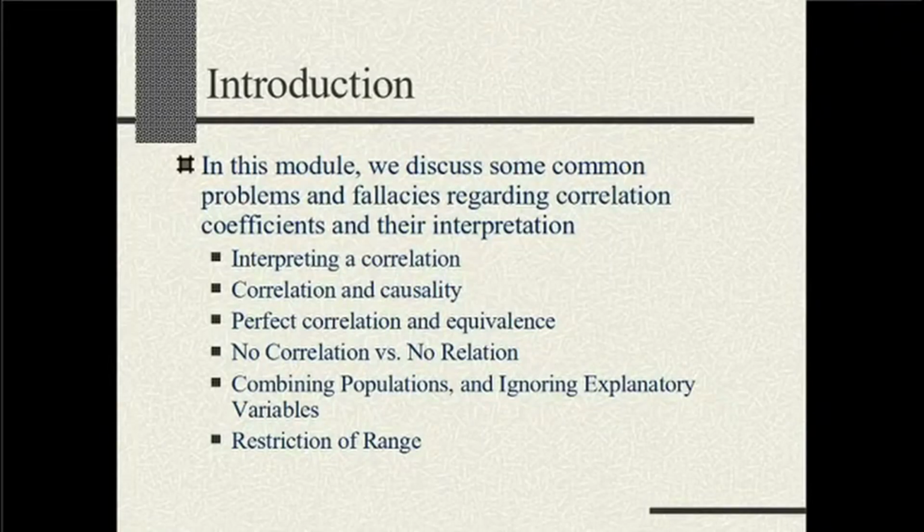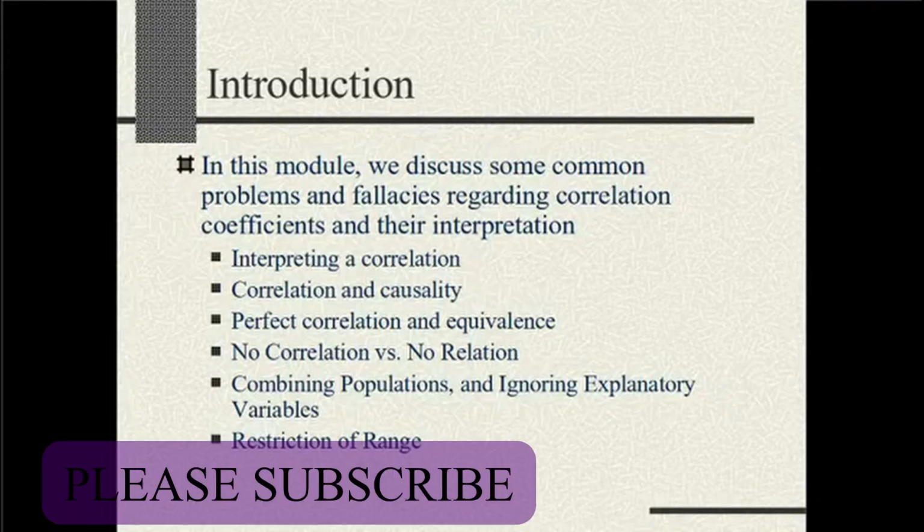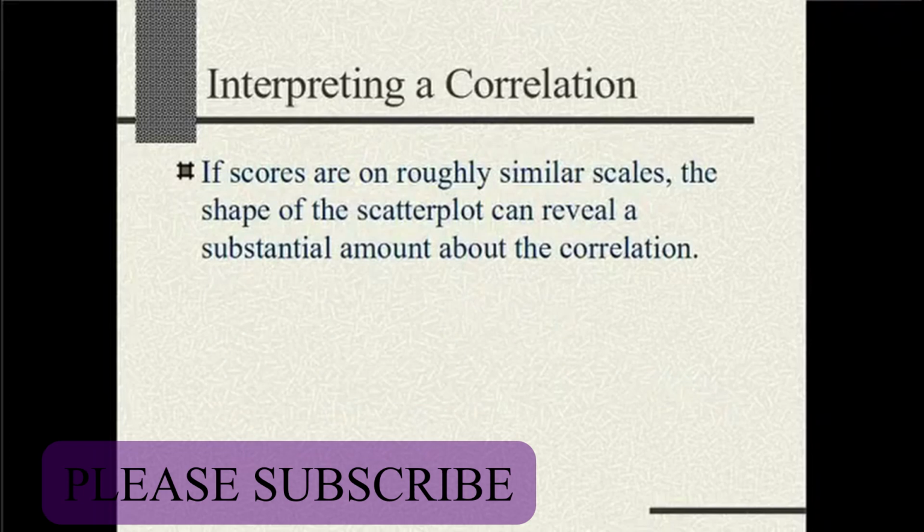Start with interpretation of correlation, a bit about correlation and causality, and learn a bit about having perfect correlation or no correlation, and some of the other weaknesses related to the presence of outliers, having restricted data, and so on and so forth. So, these are some of the things we will discuss in this lecture.